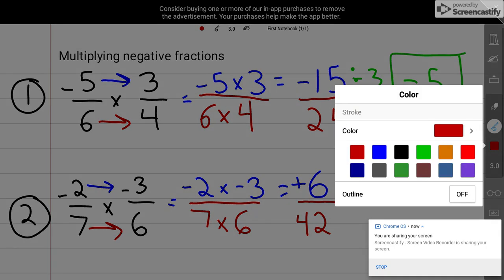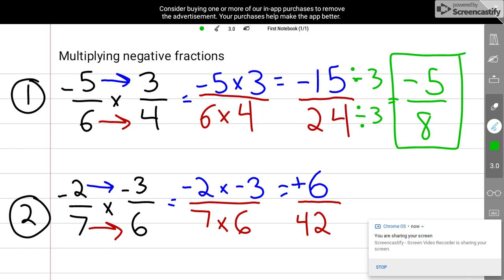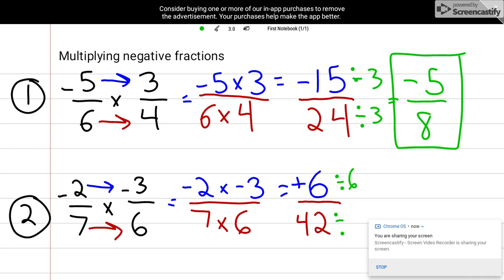So let's go to that green and reduce this out. So I could divide each of these by 6. 6 divided by 6 is 1, and it's going to be positive. 42 divided by 6 is going to be 7. So my answer here is 1/7. So here are just two examples where you're multiplying with one negative fraction and an example where you're multiplying with two negative fractions.